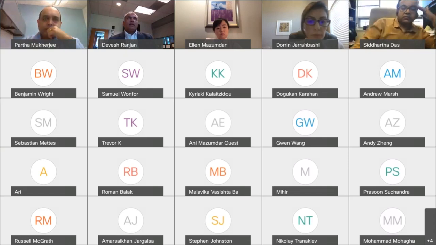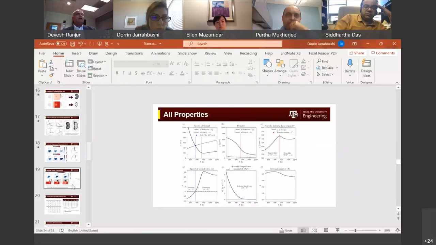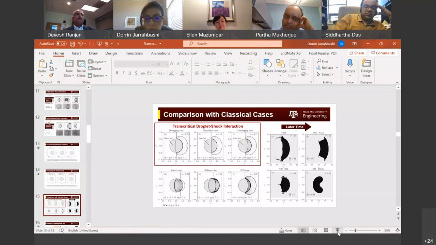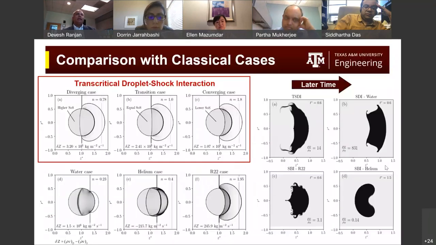So I remember, this was my PhD work, so I know this one. The challenge the student had when trying to simulate this was always the reverberation between the focused shock and the interface. So okay, how do you resolve that? What shock capturing scheme are you using right now?